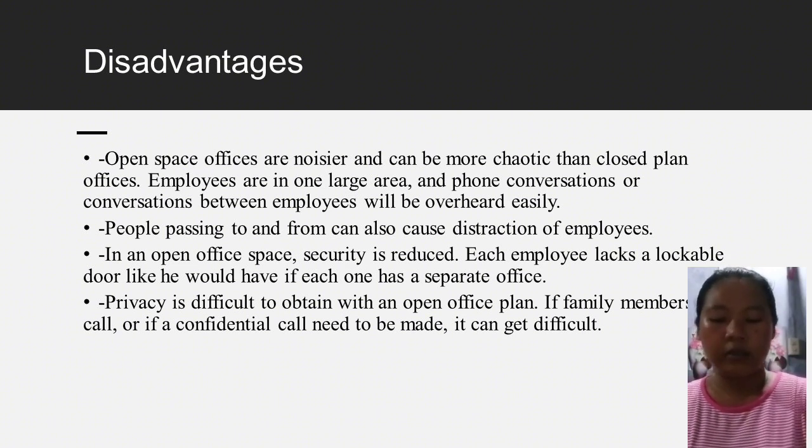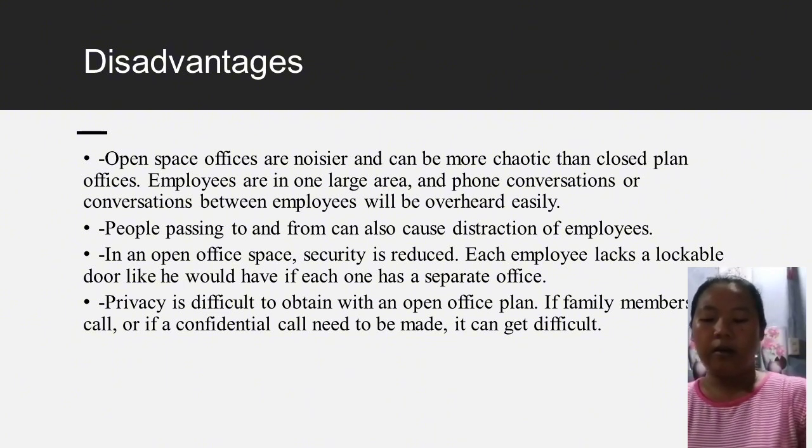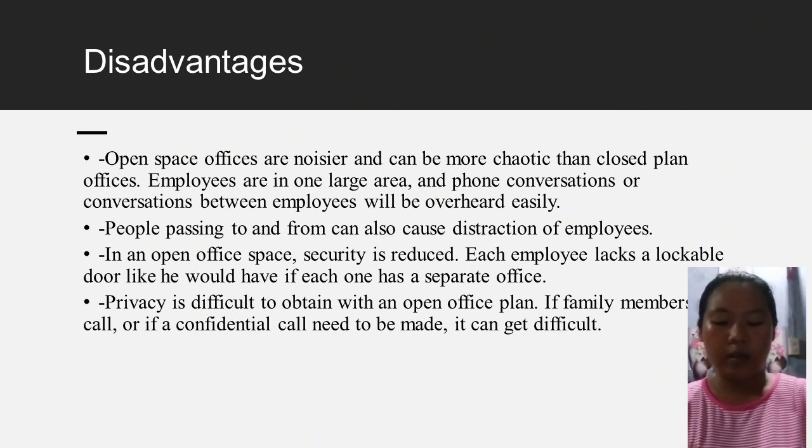In an open office space, security is reduced. Each employee does not have a lockable door like he would have if each one had a separate office. Lastly, privacy is difficult to obtain with an open office plan.